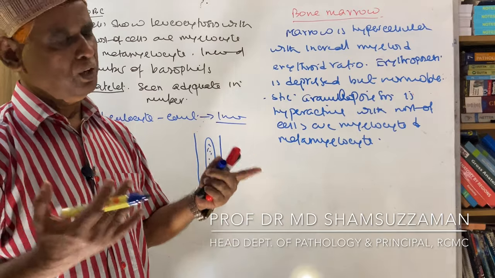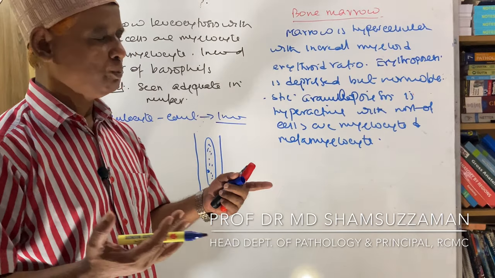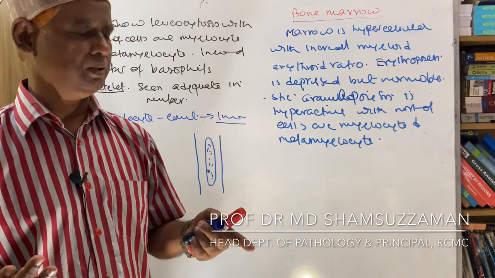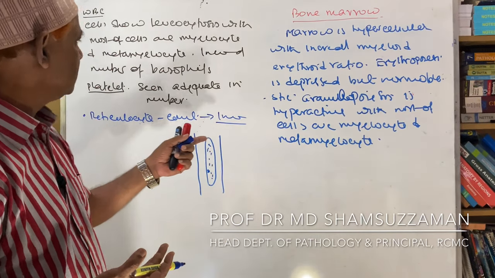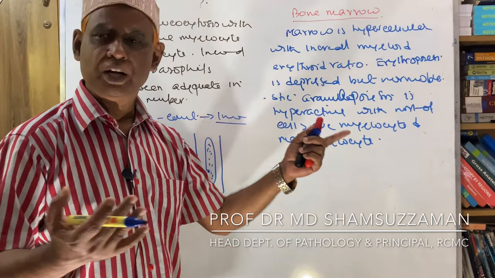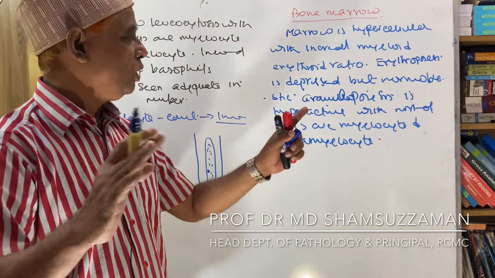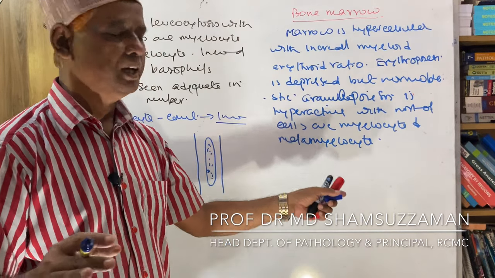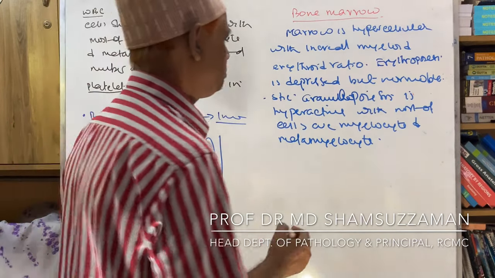with all stages of maturation: myeloblast, proportionately promyelocyte, proportionately metamyelocyte, etc. But as it is a blood cancer, chronic granulocytic leukemia, granulopoiesis is hyperactive and there is no proportionate maturation, but most of the cells are myelocytes and metamyelocytes.